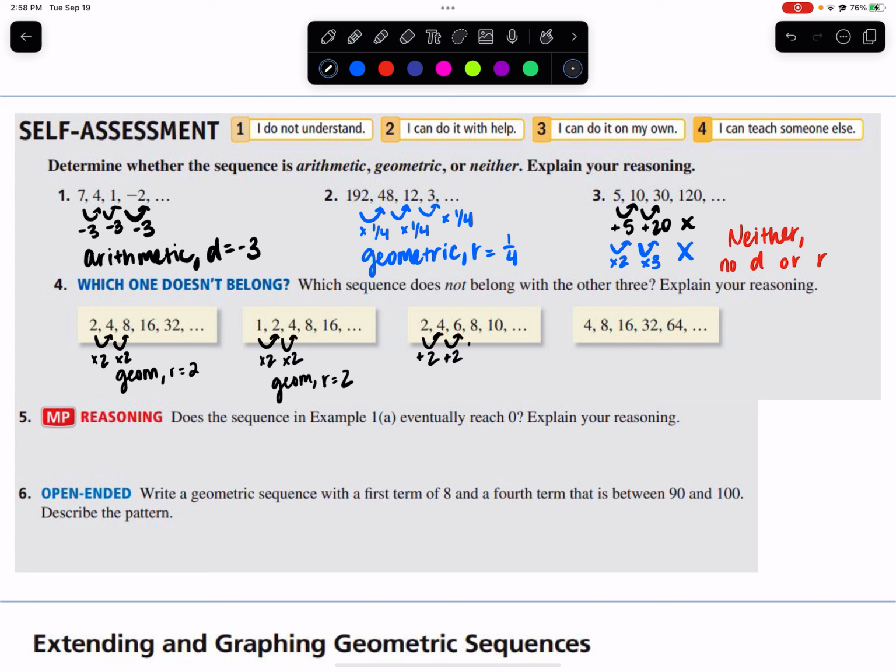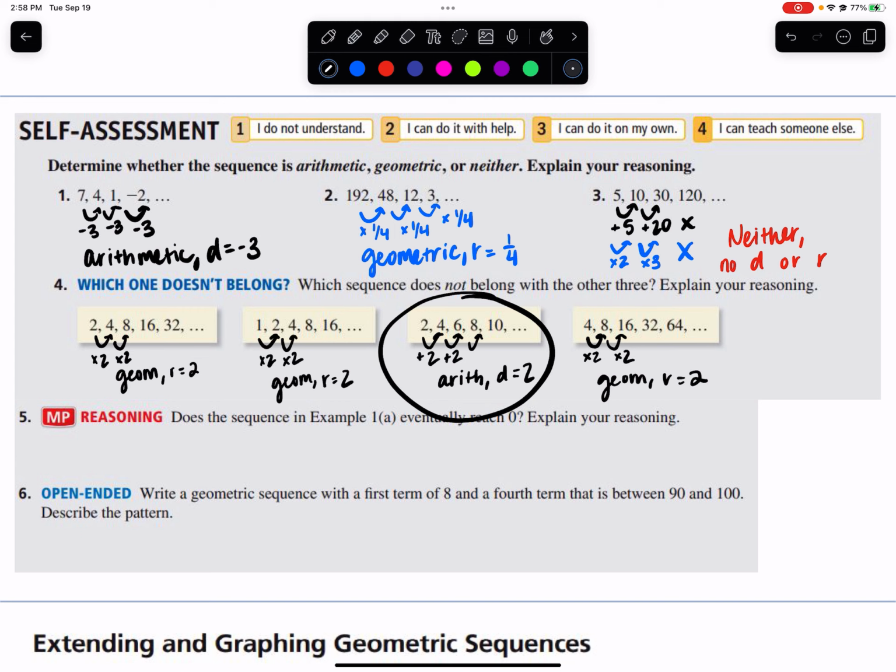This one, I am actually adding 2 each time, so that is arithmetic, and my common difference is 2. And then this last one, we're back to multiplying by 2 each time, so geometric, ratio is 2. So this sequence does not belong because it is arithmetic. We're adding 2 instead of multiplying by 2.